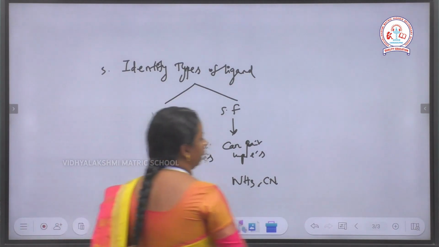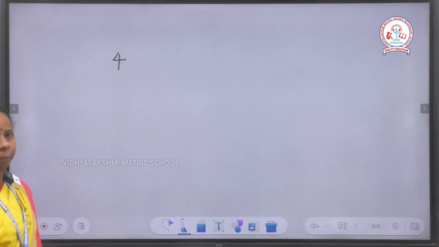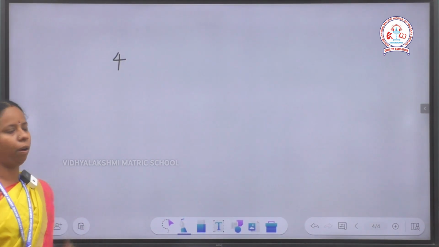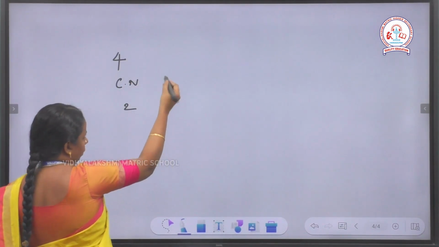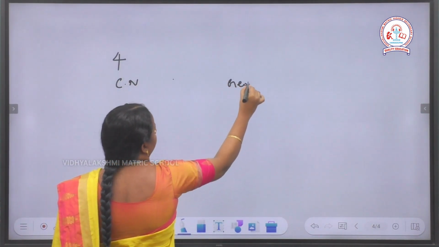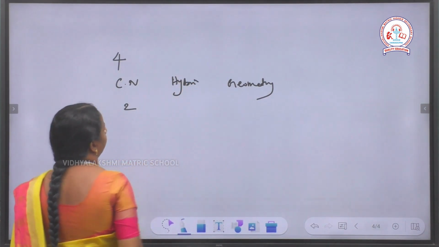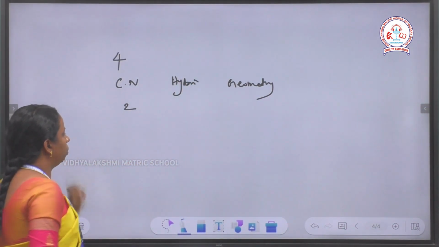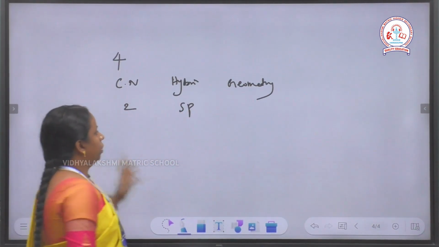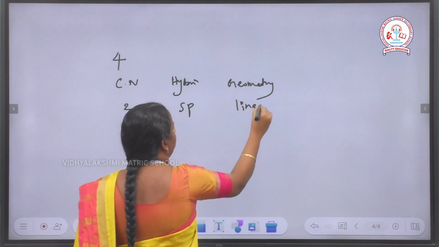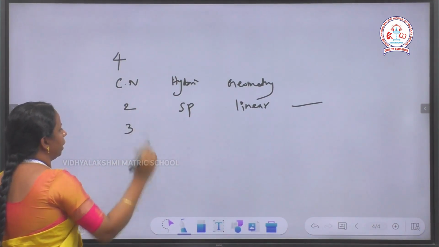Then move to tip number 4. You should know the coordination number, hybridization and geometry of the complex. Coordination number 2: hybridization is one s orbital and one p orbital, sp. Geometry is linear. This molecule looks like this, a linear molecule. Then move to coordination number 3.